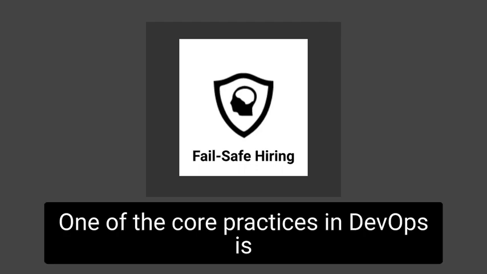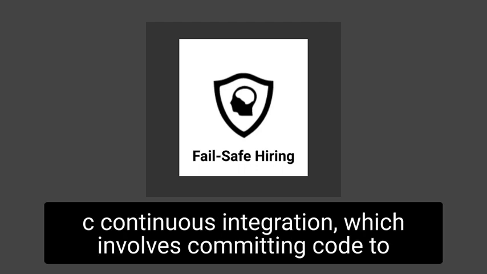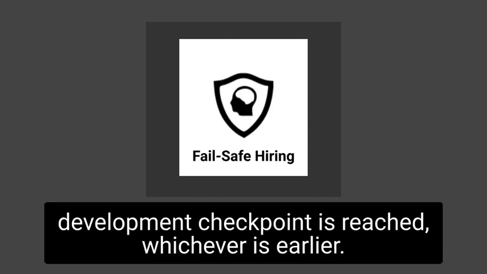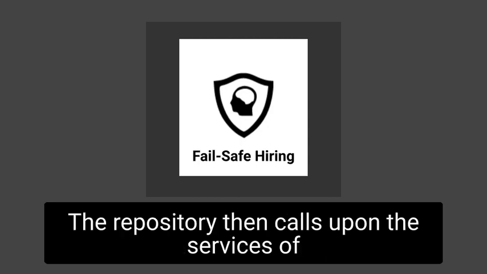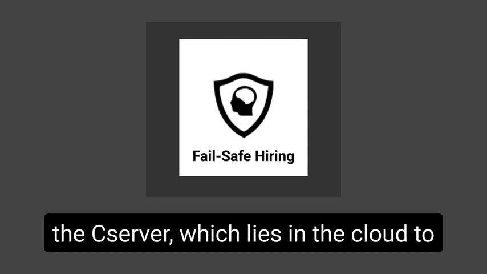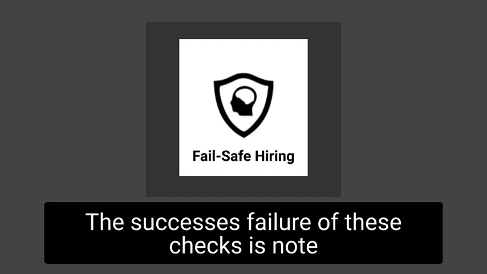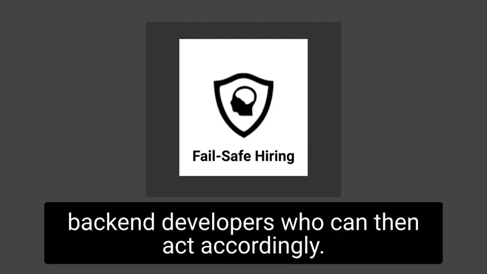One of the core practices in DevOps is CI, continuous integration, which involves committing code to a shared repository, daily or when a logical development checkpoint is reached, whichever is earlier. The repository then calls upon the services of the CI server, which lies in the cloud, to check the stability of the system, software. The success, or failure, of these checks is notified to the front-end and the back-end developers, who can then act accordingly.